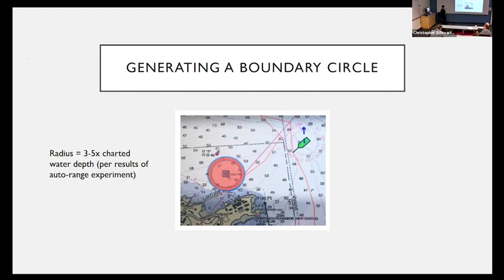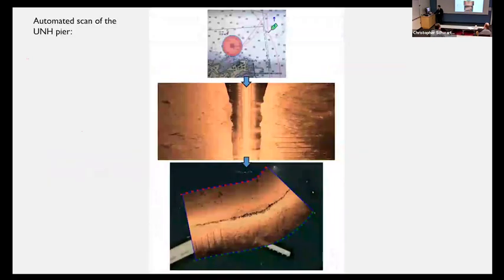So in deep water, the radius of the circle is closer to 3 times water depth, and in shallow water it is closer to 5. Now as the boat enters the circle, we detect that we're within range of imaging a target. We apply settings, we log the data, and then as we exit the circle, we automatically secure the sounder and wait to detect the next location.